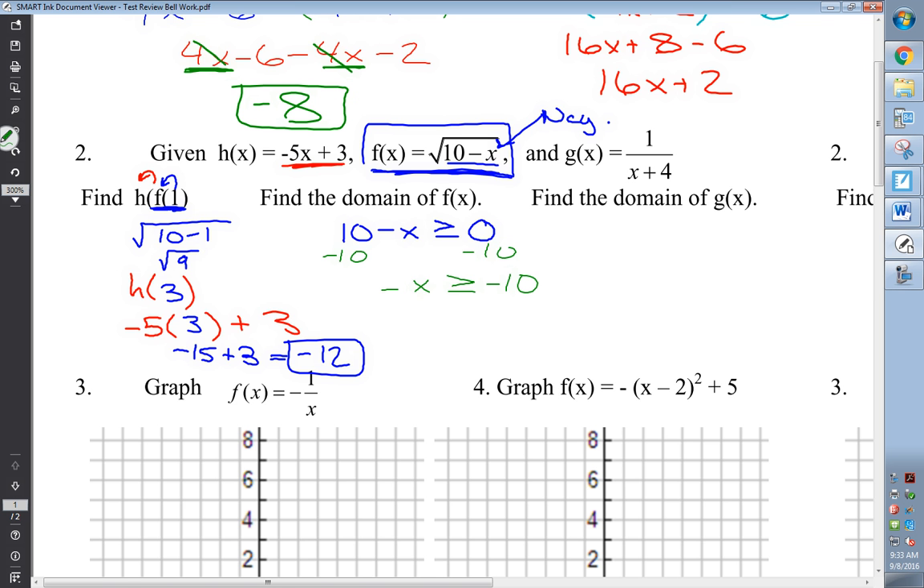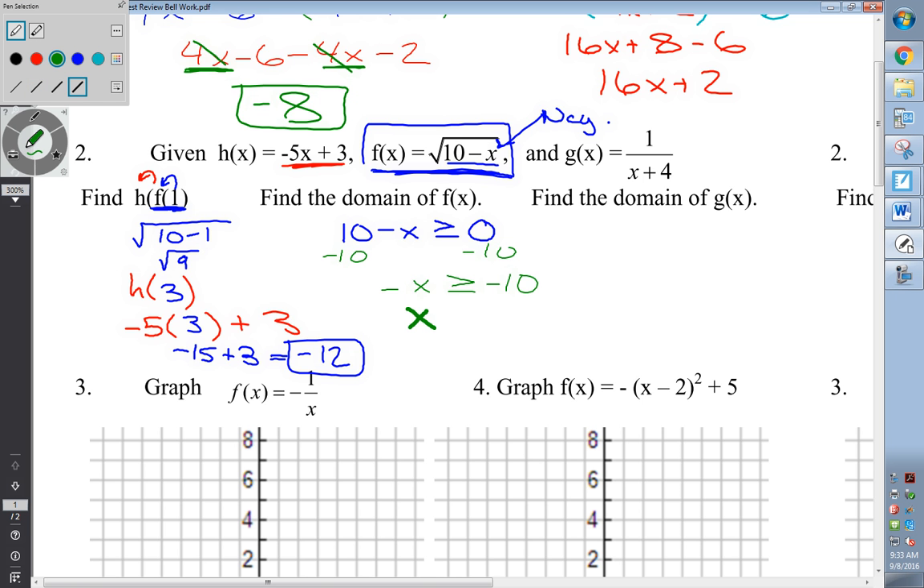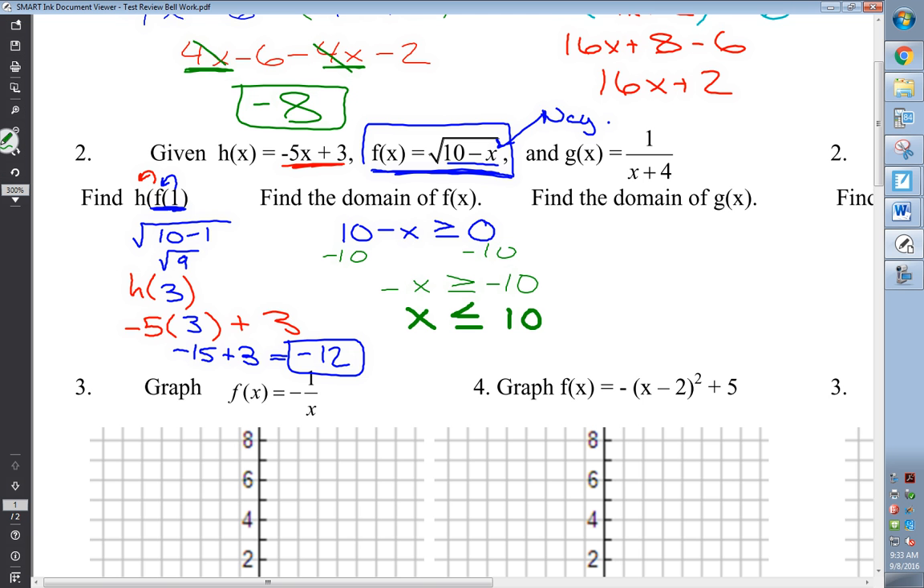Yep, divide by negative 1. And when I divide by negative 1, that changes all of my signs. Okay, emphasis on all of them. Because when I change this to positive x and change this to positive 10, that's going to make this less than or equal to. You got to flip all of your signs when you're dividing by negative 1. That is my domain.